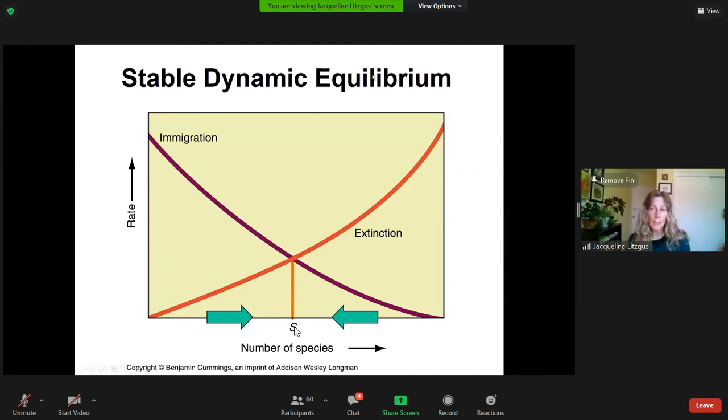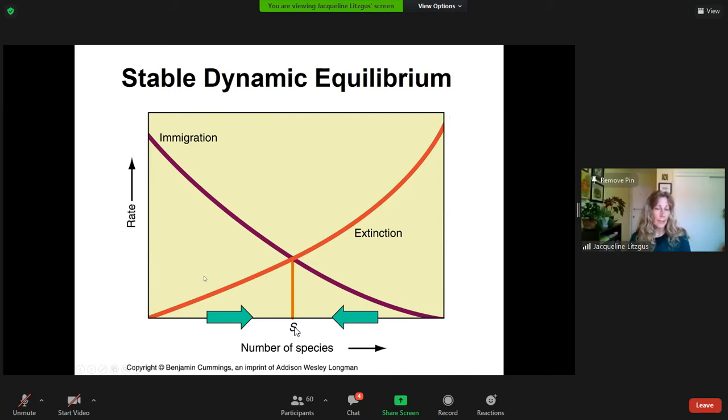And now the other piece of it is that it's an equilibrium. And you've seen this term before when we talked about carrying capacity and the logistic growth, right? An equilibrium means that there's a tendency to come back to that value. If things get perturbed off of that stable value, there's an equilibrium tendency to come back to it. And so I've indicated that here with these arrows, right? So if the number of species on the island goes above that equilibrium value, now the extinction curve is above the immigration curve, meaning extinction is higher than immigration, which is going to send that number of species back down.